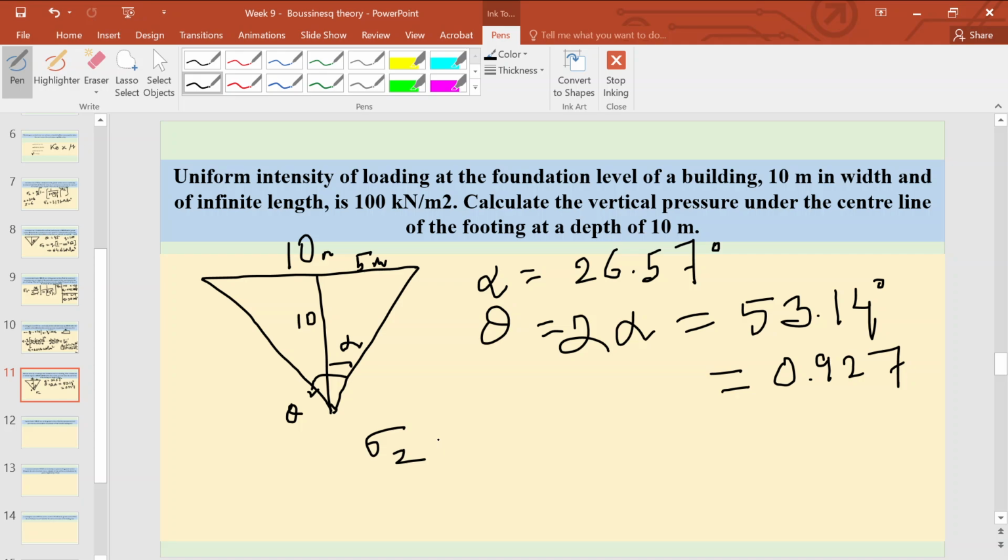Have you solved this, by the way? I'm just going on. Yes, sir, I have done, sir. What is the answer you got? 81.83 kilopascals. 81.83. No, please check.